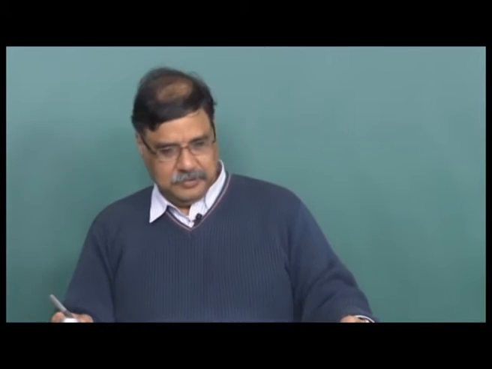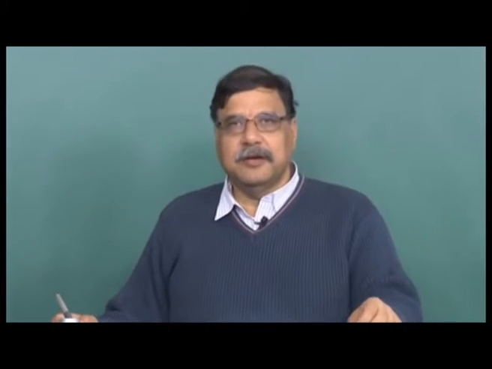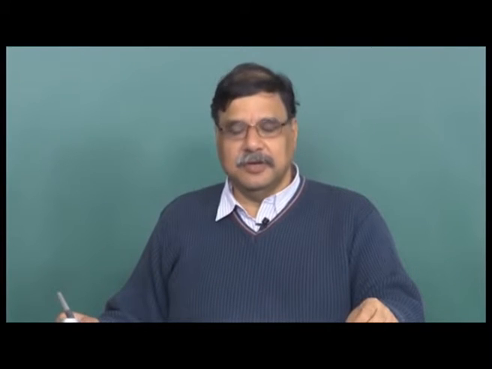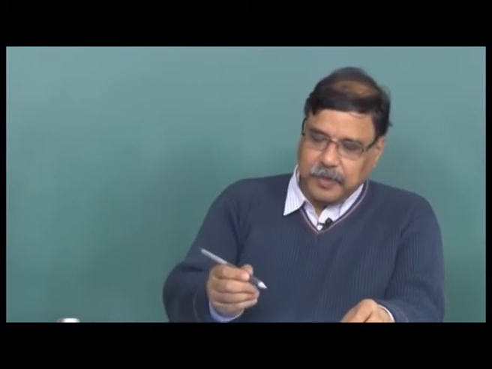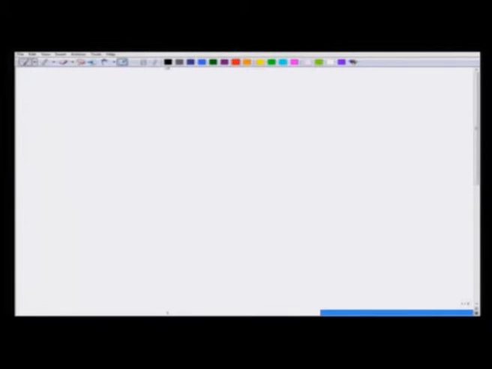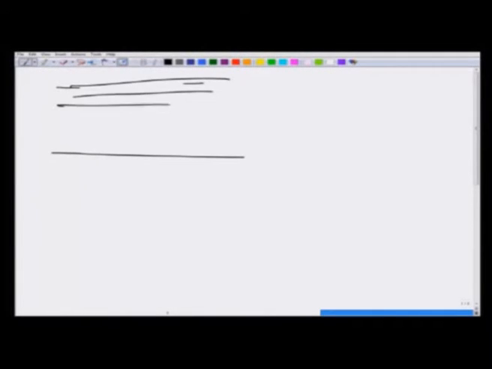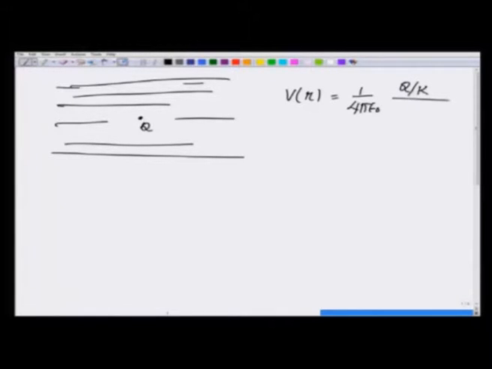We have been looking at the electric field and associated quantities in a dielectric medium. The last problem that we solved was an infinite dielectric medium with a charge q in it. Taking the position of q at the origin, we found that V at r was equal to 1 over 4 pi epsilon 0, q over k r.